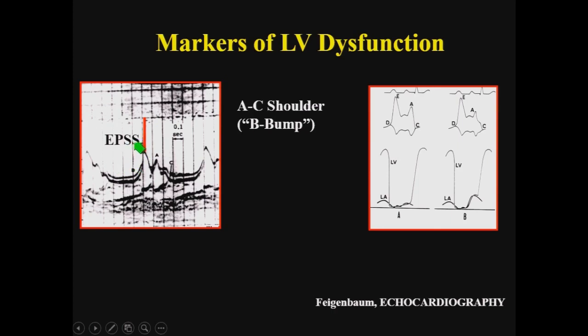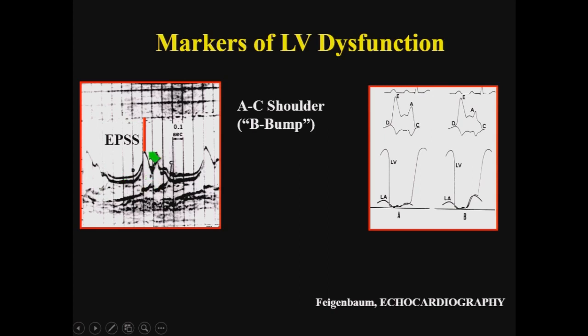longer interval between the tip of the anterior mitral leaflet and the septum. It's called E-point septal separation. And this was the first finding on echocardiography that was associated with prognosis. The bigger this interval, the worse the prognosis of the patient. This is because simply the patient has a dilated ventricle.